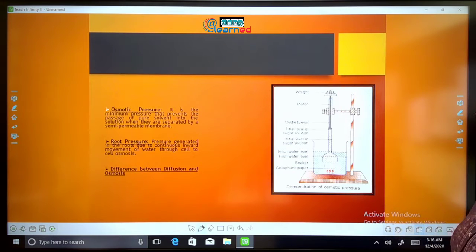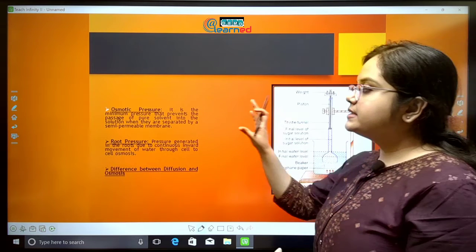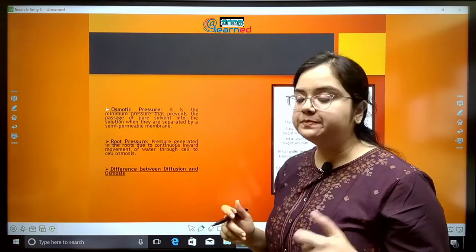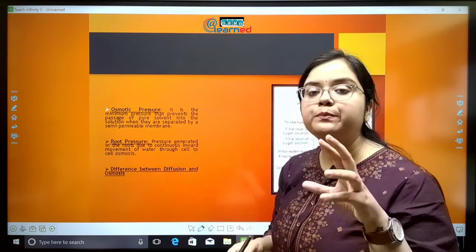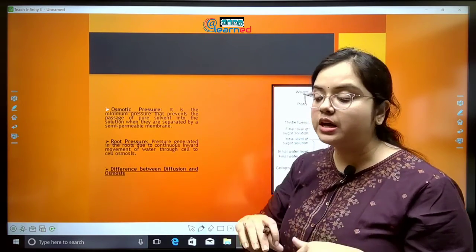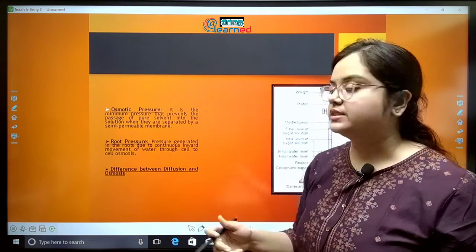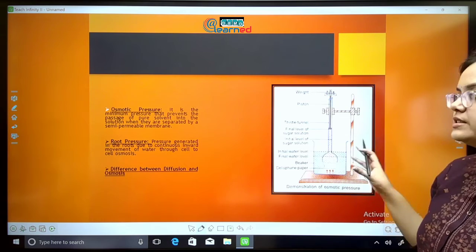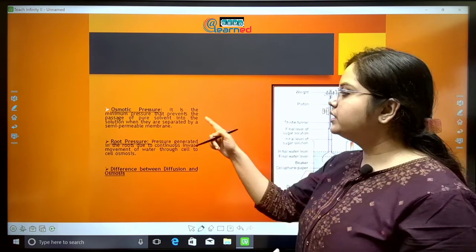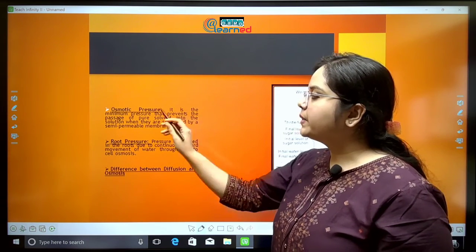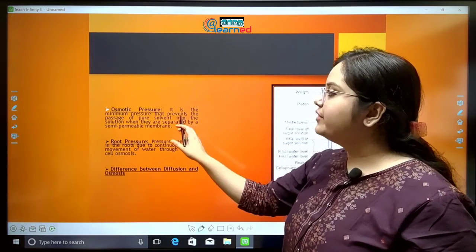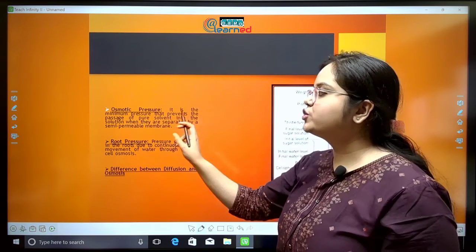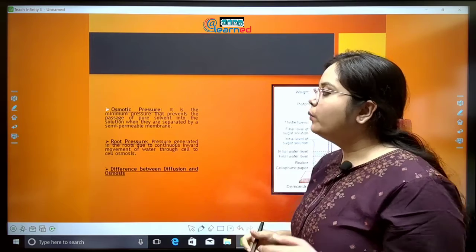Now move to the next slide. Now this is not a process of absorption. These are two terms which are very important for understanding, which are a result of these processes. One is osmotic pressure. I will explain it through this experiment. First let me tell you the definition of it. It is the minimum pressure that prevents the passage of pure solvent into the solution when they are separated by a semi-permeable membrane.